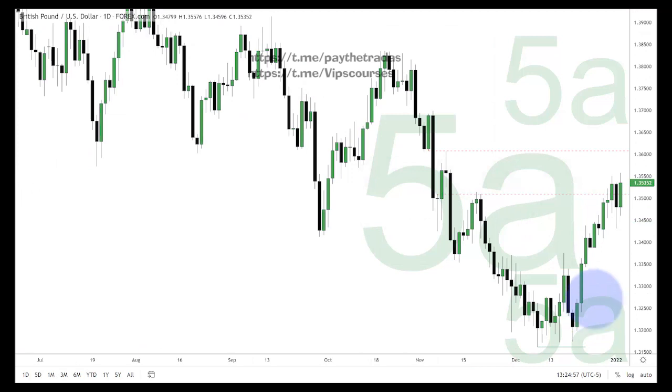Pound dollar. Again, keep your hands off this one. This one's being really fickle, but I'm looking for a complete run back up into the bearish order block here. So that might be a reclaimed bearish order block.